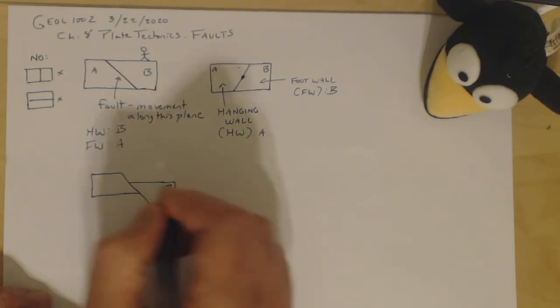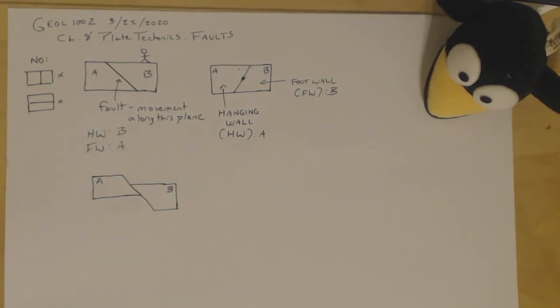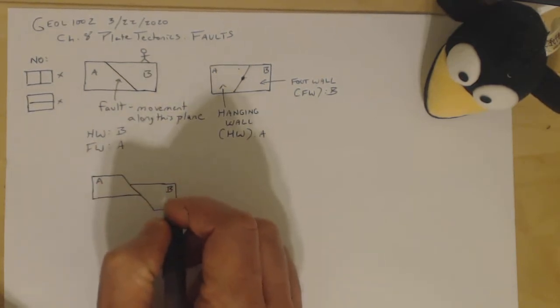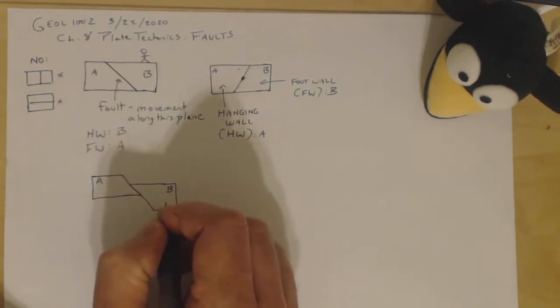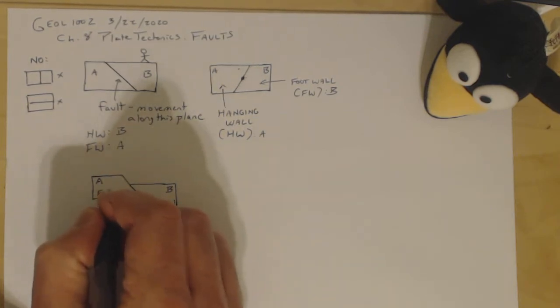Block B, as you can see, has slid down relative to block A. And again, now let's put in the names of the walls. So again, block B is the hanging wall, and block A is the footwall.